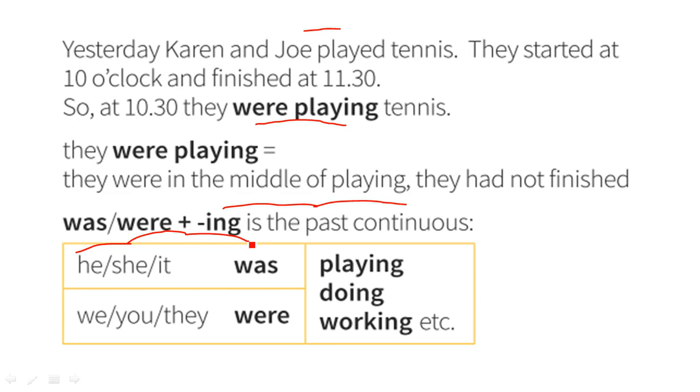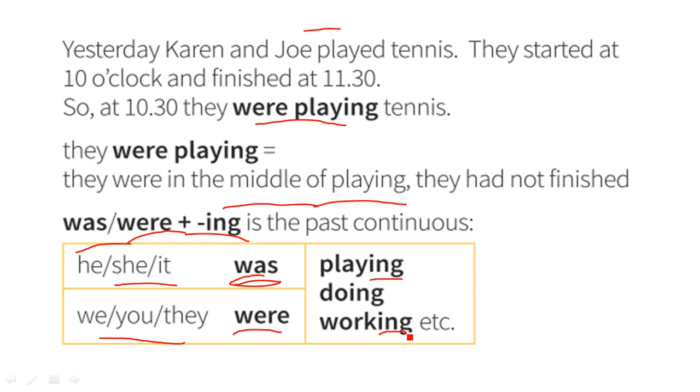We can say he was playing tennis. She was playing tennis. It was running fast. So he, she, it are used with was plus the verb plus ing. As for we, you, they, these are used with the auxiliary verb were. We were doing our homework. You were running fast. They were working in the farm.